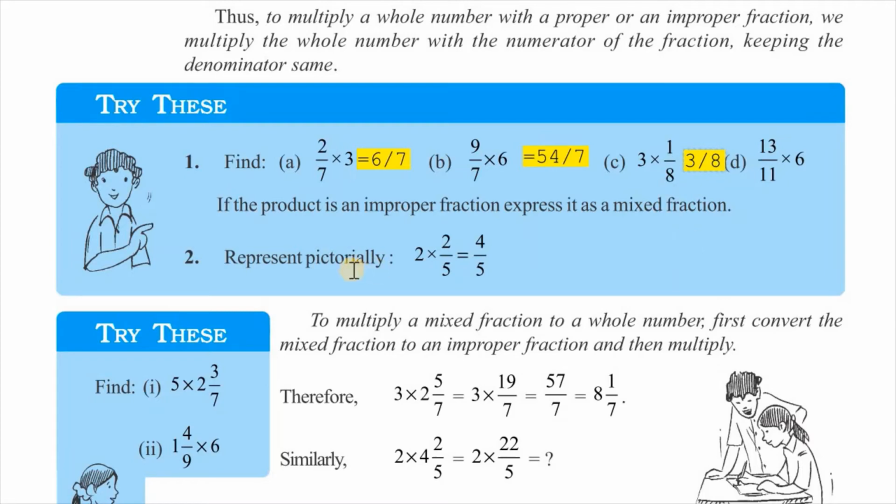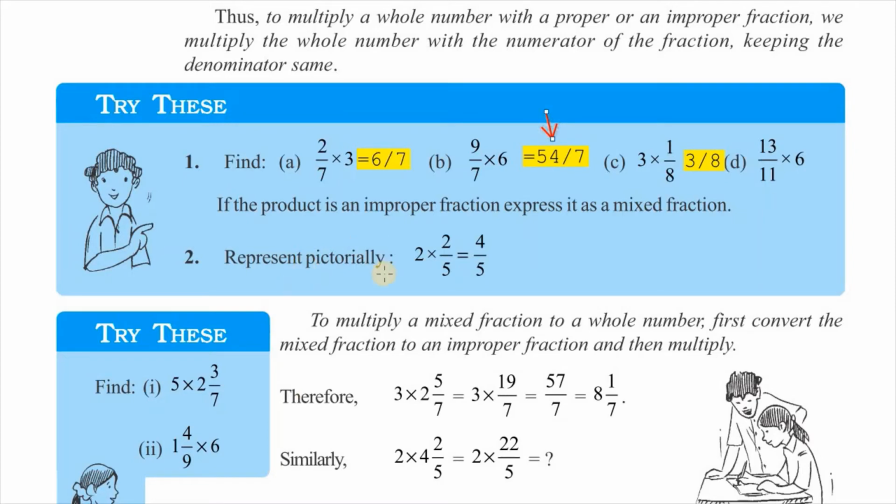If the product is an improper fraction, express it as a mixed fraction. So out of these, only 54 by 7 is an improper fraction. Try to convert it into a mixed fraction like we have learned in our previous video.